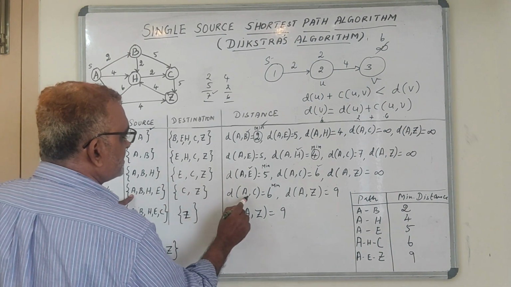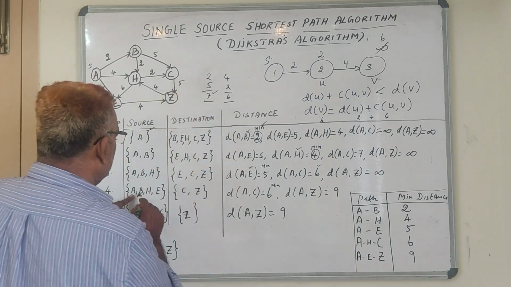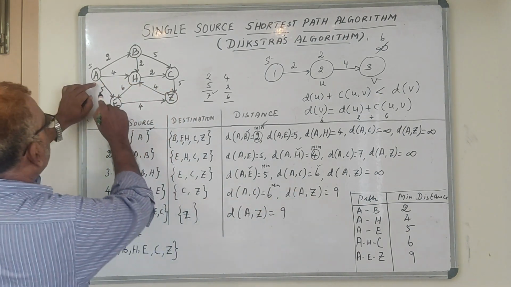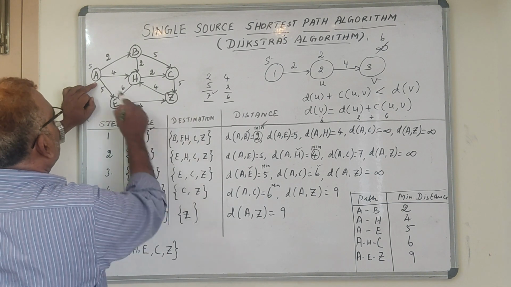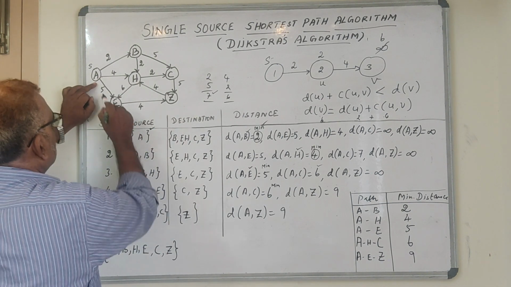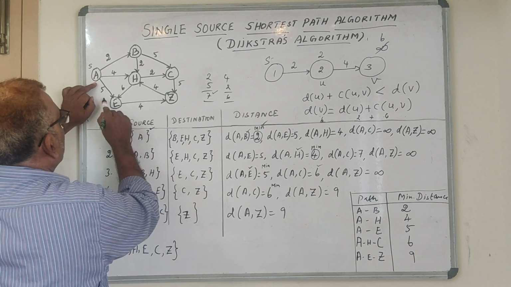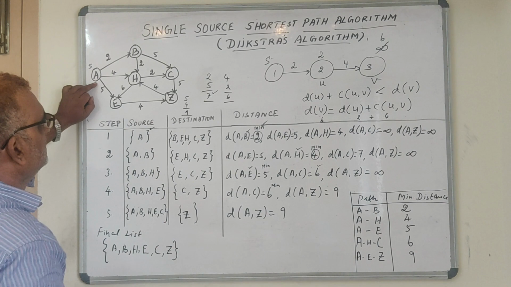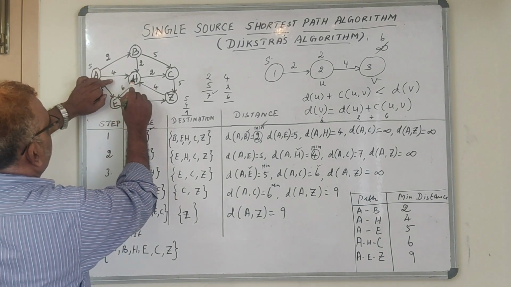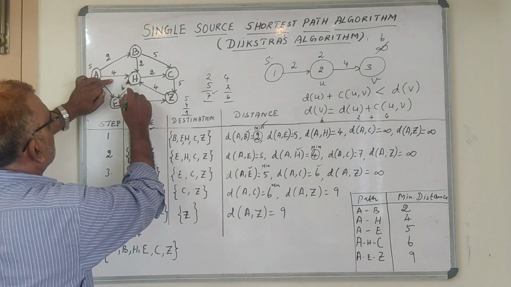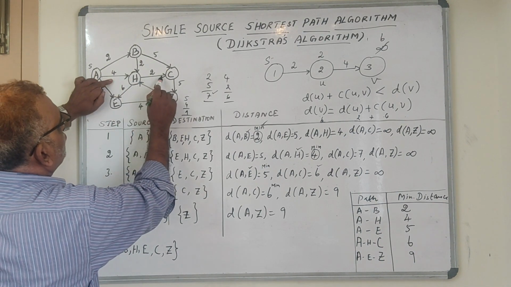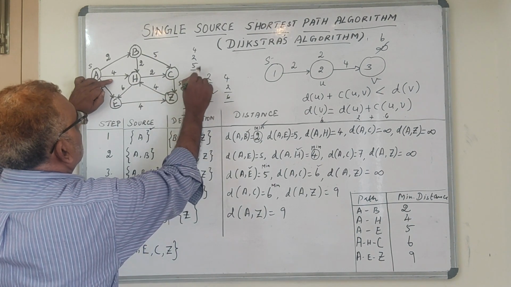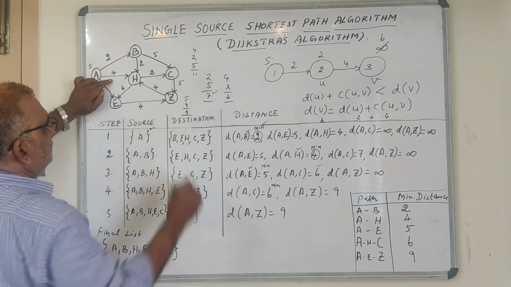What is A to C? It is 6, which we already calculated. What is A to Z? You can calculate it. For reaching Z, E is available here, so with the help of E, that is 5 plus 4, that is 9. This is one distance. Similarly, you can make use of H: 4 plus 2 plus 5, so the total is 11.